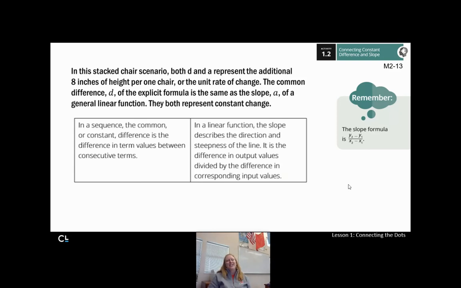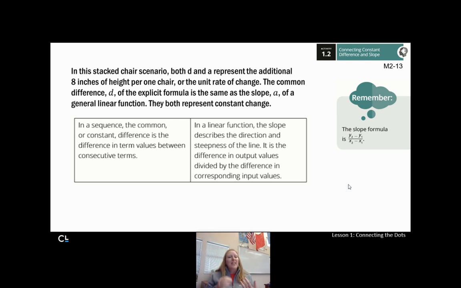So in this stacked chair scenario, both d and a represent the additional 8 inches of height per one chair, or the unit rate of change, right? That's what they are, our slope, our common difference. It's really just a constant rate of change. It's just how much we're adding on each time. So the common difference d of the explicit formula is the same as the slope a of a general linear function. They both represent constant change.